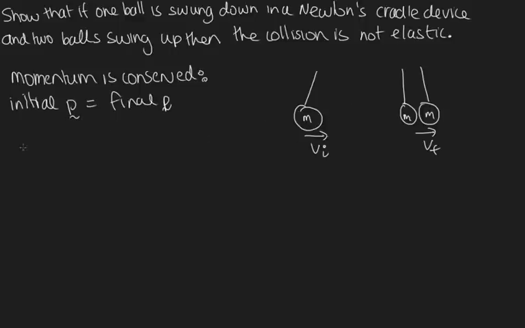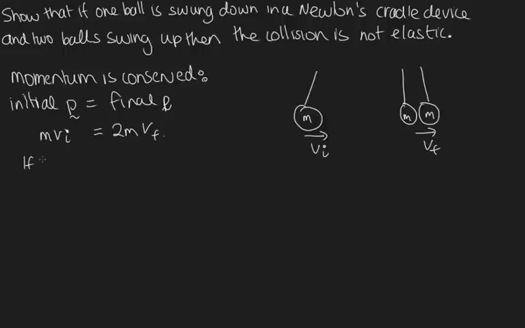The initial momentum is just the mass times the initial velocity, because all the other balls are at rest to start with, and then at the end we've only got these 2 balls moving, so we've got 2m, that's the total mass because there's 2 of them, times the final velocity. So that's what conservation of momentum tells us.